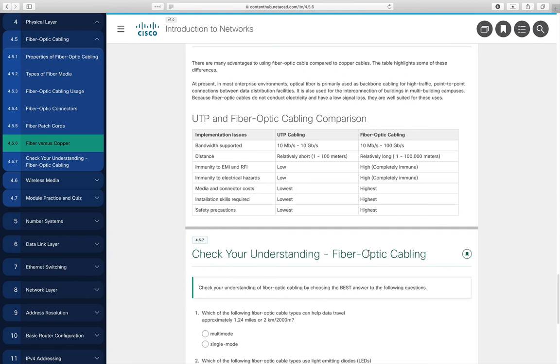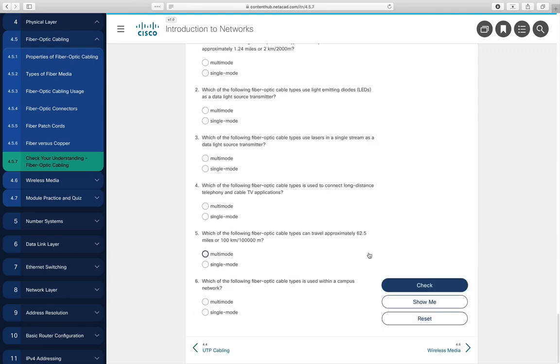So 457 is check your understanding over fiber optic cable. You can do that on your own. And we will move on to wireless media.